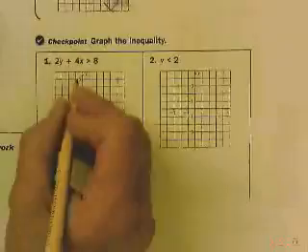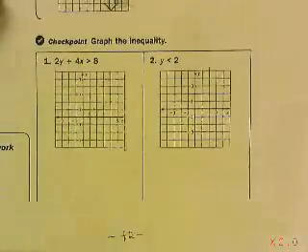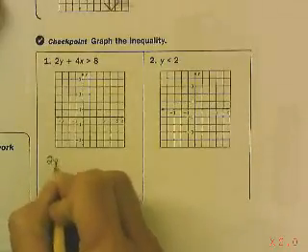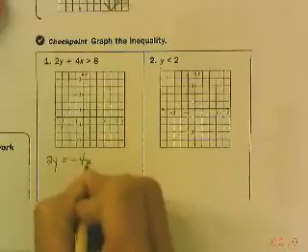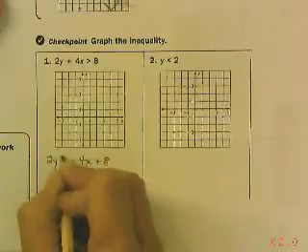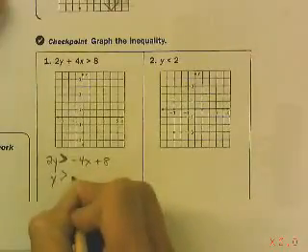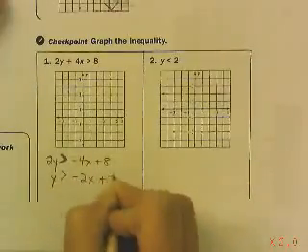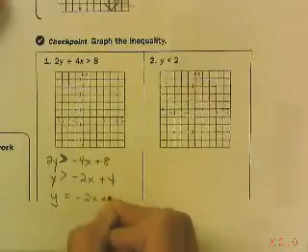So for number 1, this is not in slope-intercept form. So I am going to rewrite it and solve it so it's in slope-intercept form. Actually, I should do that. And then divide everything by 2. And then my borderline will be this.